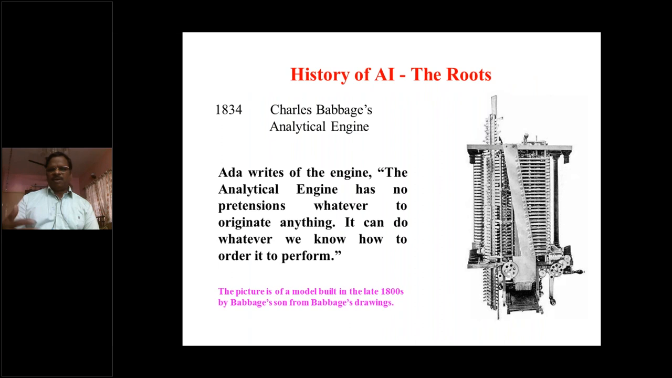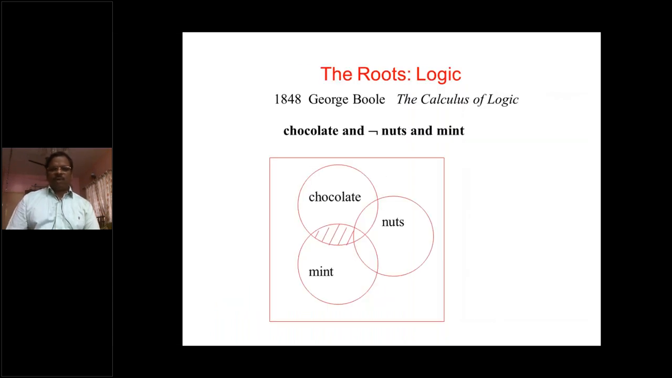Now we discuss the history of AI. When and why do we require the computer? In order to make a computer like a human, for that purpose alone, computers were created. What is the history of the computer? This is the first, Charles Babbage's analytical engine. The next one is about the roots, the logic: in 1848, George Boole introduced the calculus of logic.